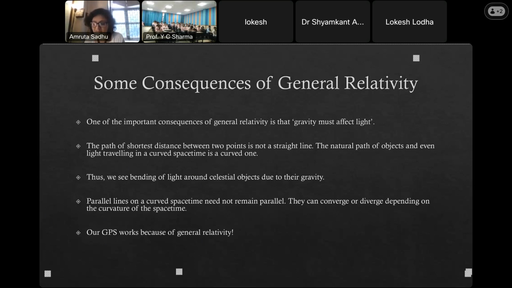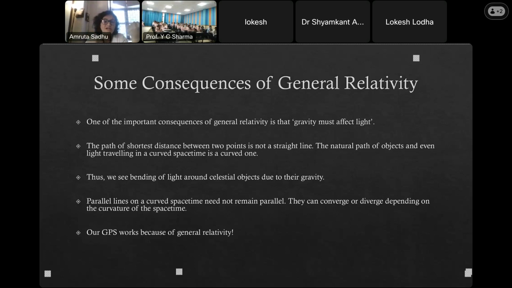Suppose there is a satellite, and a satellite has a clock, and you have a clock on Earth. Because Earth has a mass, the space-time around it is curved, right? And because we are dealing with space-time, the clock on Earth and the clock in the satellite will run at a different time. They will not show you the same time, right?